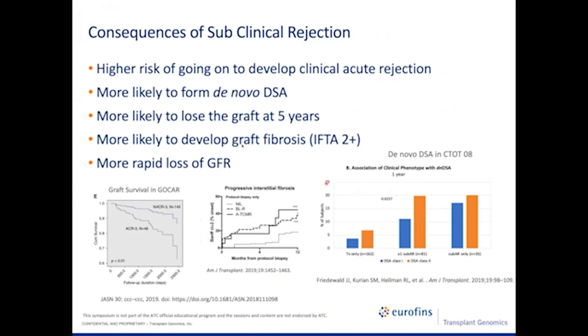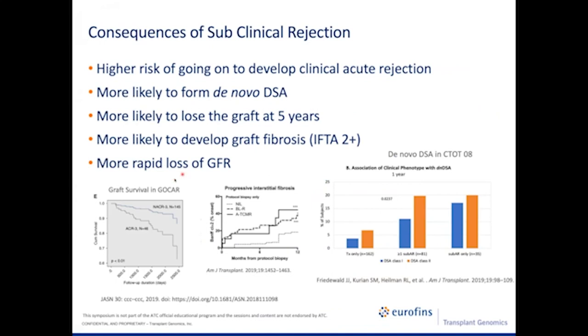Well, what has been shown is that subclinical rejection is associated very tightly with higher risk of going on to later develop clinical acute rejection. That's where you have an increase in serum creatinine. People in all these studies were more likely to form de novo DSA if they had subclinical rejection. They were more likely to lose their graft at 5 years, more likely to develop graft fibrosis on a biopsy at 2 years, and they had a more rapid loss of GFR over the course of these studies.